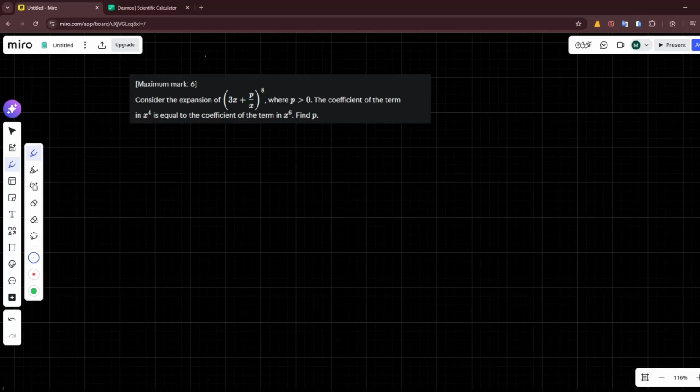It's a very common type of problem, but it causes a lot of students problems because, in order to do it quickly, you have to have a pretty good understanding of how binomial expansions work and how to set them up. So that's what we're going to focus on today.